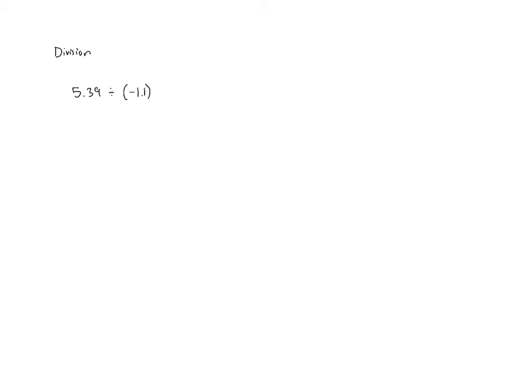Now, the first thing to recognize is that a positive divided by a negative is going to be negative. So we know the answer is going to be negative, so we can ignore that negative for now. Let's set up the division. We know that the first number goes on the inside, 5.39, and then the other number goes on the outside, in this case 1.1. We do not put negative signs into the division algorithm. We just deal with negative signs at the very end.